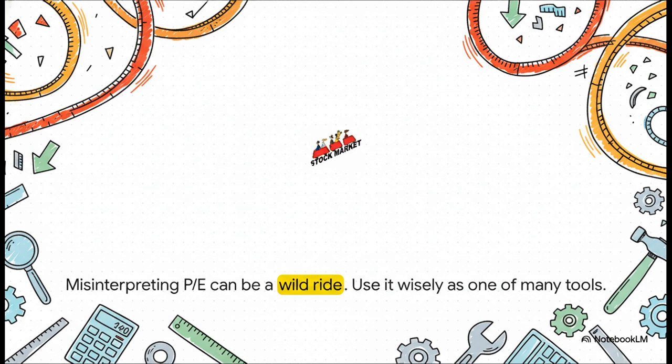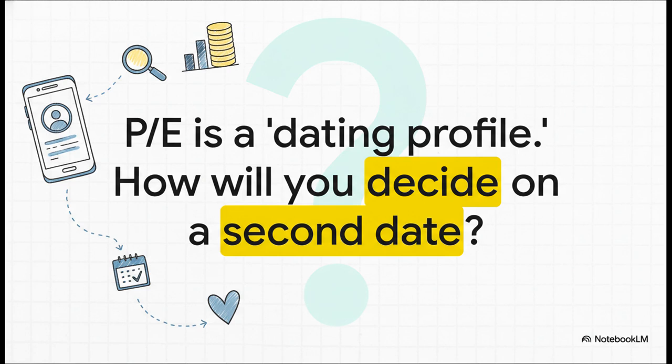to use it wisely. So we've established the PE ratio is the financial dating profile. It's where you start, not where you finish. The real question for you as an investor is this. Once you've seen that profile, how are you going to decide if you want a second date?